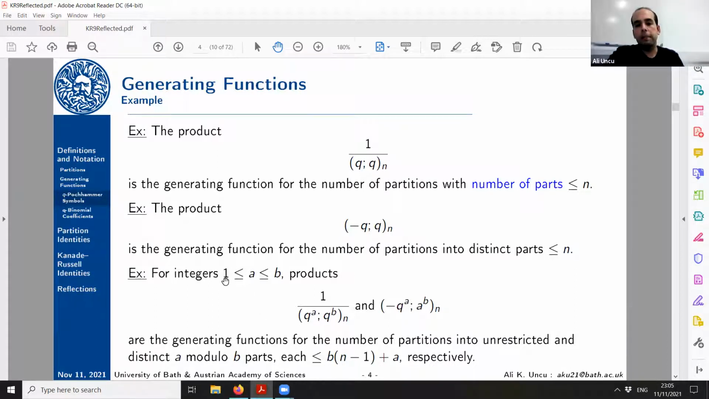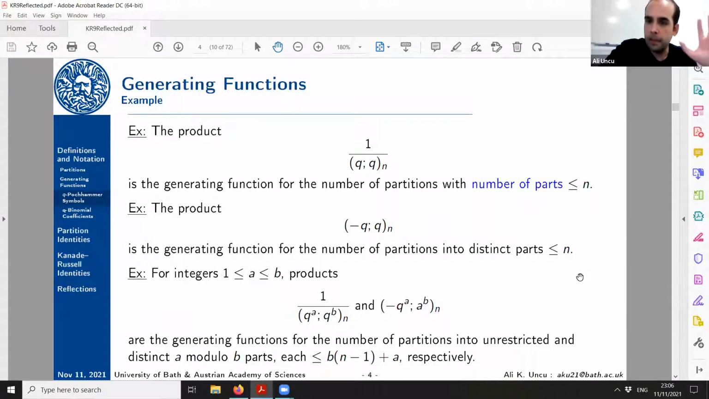So if you look at this, we pick an a between 1 and b, then these two products, 1 over q^a base q to the b sub n, is the generating function for the number of unrestricted partitions, where each part is less than or equal to b(n-1)+a. And if you were to look at the non-reciprocal one, the minus q^a, this should be a q to the power b sub n, is the generating function for partitions into distinct parts, again just like this one, but now the parts are not 1 modulo 1 as we see here, it is a modulo b.